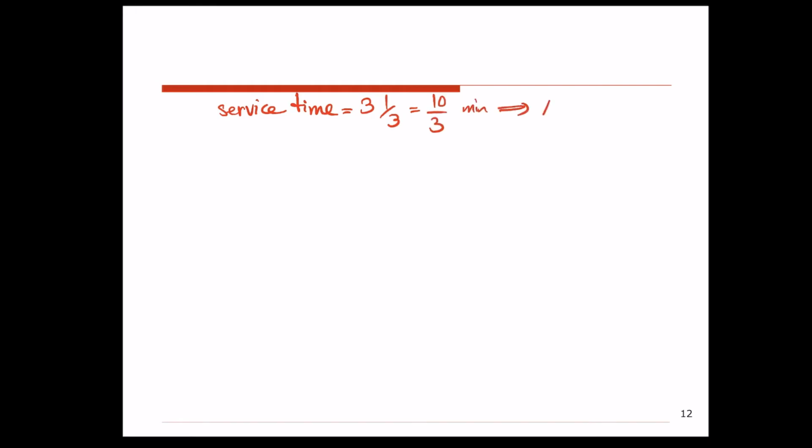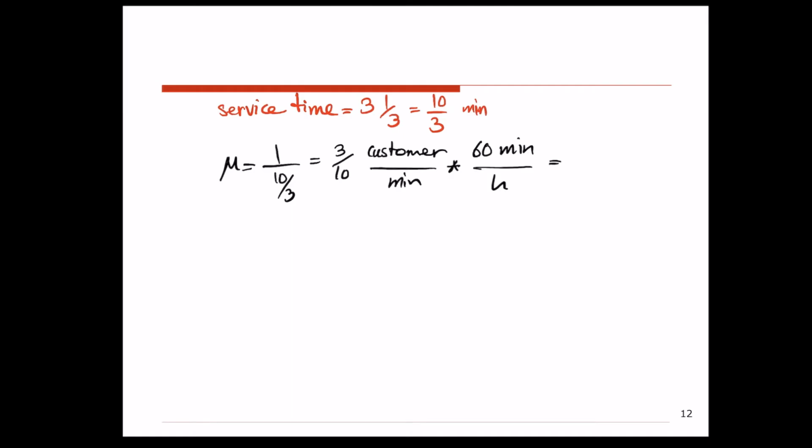As a result, their service rate is 1 over service time, which is 1 over 10 over 3. That's going to be 3 over 10 cars or customers per minute. And again, if I want to translate the unit of time to customers per hour, I have to multiply it by 60 minutes per hour. And that's going to be 18 customers per hour.